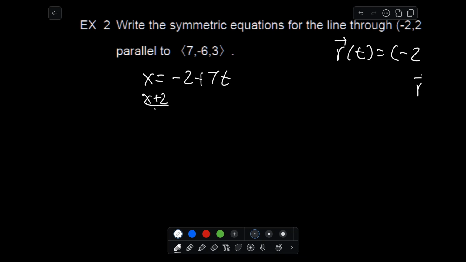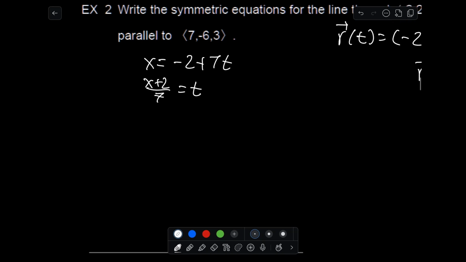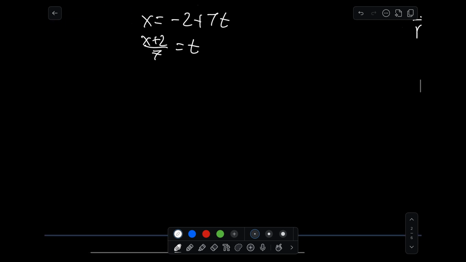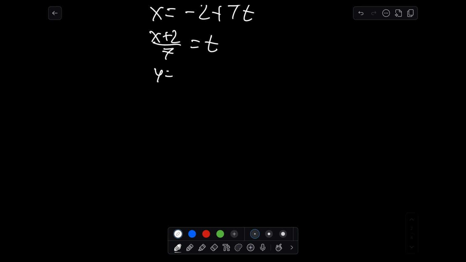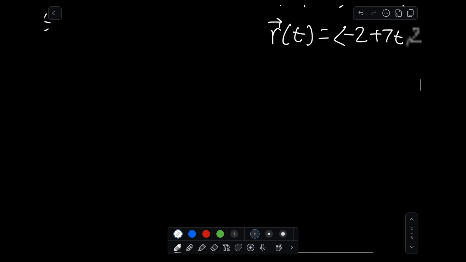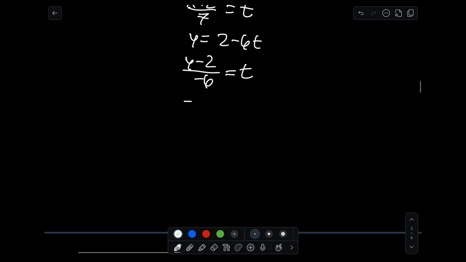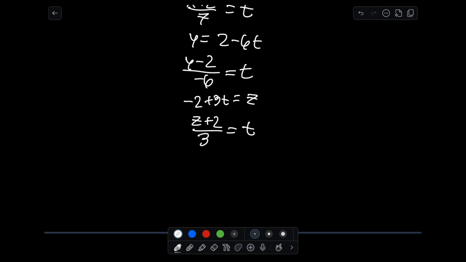We can isolate for t now. We can say that (x plus 2) divided by 7 equals t. We know that y of t equals 2 minus 6t, so y equals 2 minus 6t. So we can do (y minus 2) divided by -6 equals t. We don't have to simplify it for this case, but it'll save us time for now. And then we have -2 plus 3t equals z, so (z plus 2) over 3 equals t.